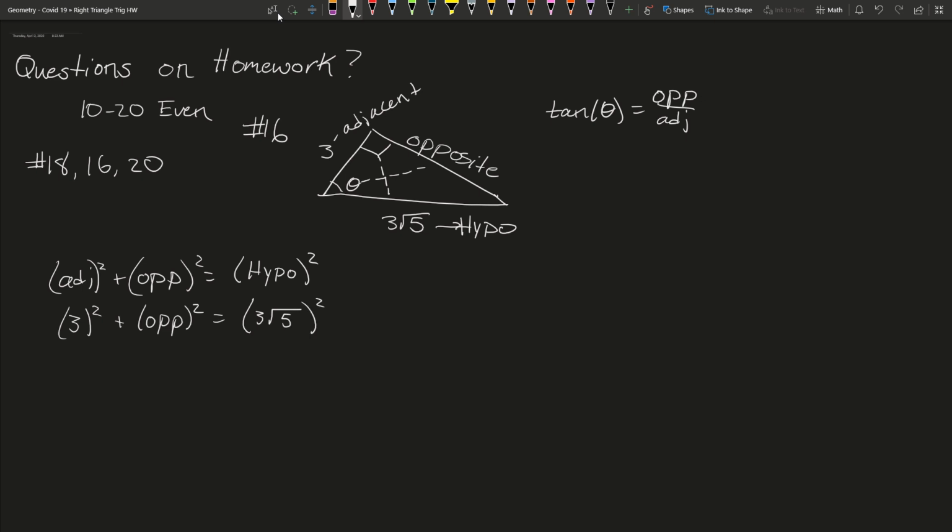Then we can simplify that and solve for the opposite. The adjacent side squared is 9. 3 root 5 squared is 3 root 5 times 3 root 5. When we simplify that, we multiply the 3's together first, and then square root of 5 times square root of 5 is just 5.